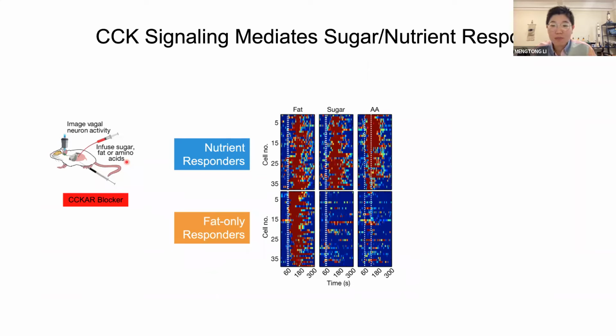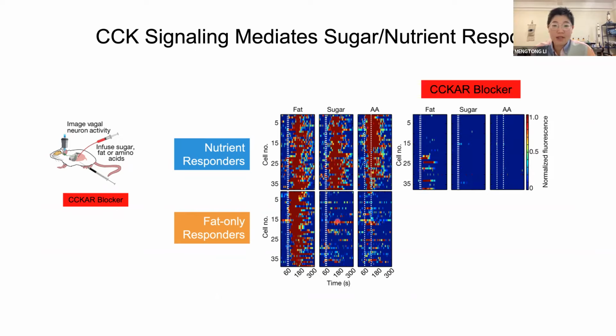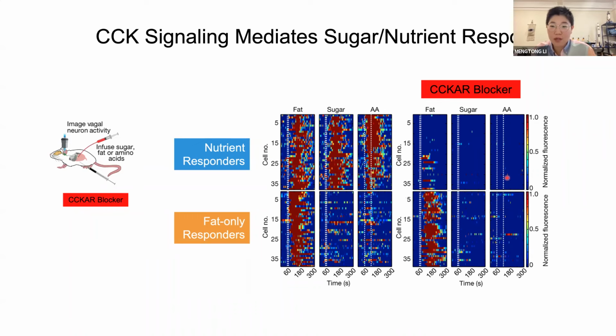Therefore, we examined the responses of vagal neurons to fat, sugar, and amino acid before and after pharmacologically inhibiting the CCK receptor signaling with an antagonist. We found its application abolished all the fat, sugar, and amino acid responses in nutrient responders. But in fat-only responders, the fat responses remained robust and consistent. This suggests that the nutrient-sensing, but not fat-only, vagal neurons utilize CCK signaling.